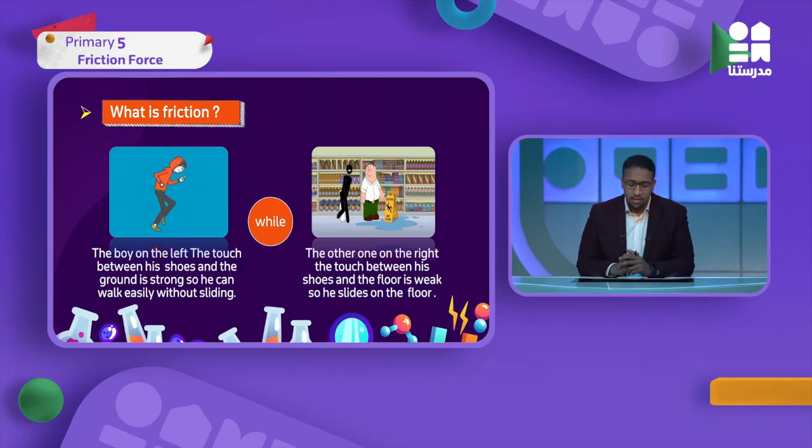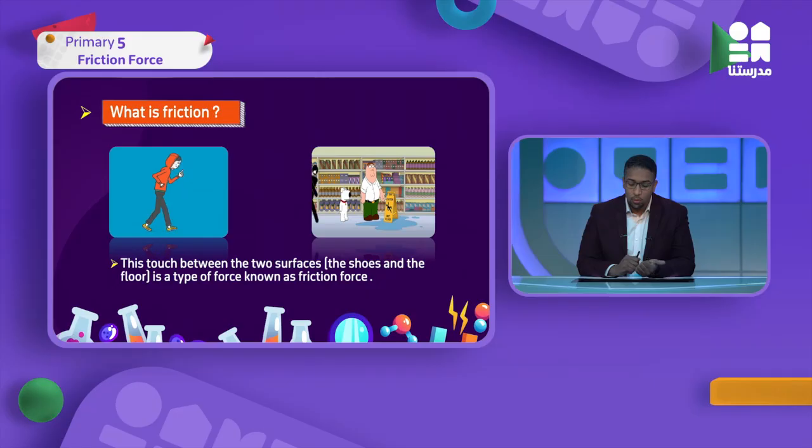While the other one on the right side, the touch between his shoes and floor is weak, so he slides on the floor. وقع واتزحلق على الأرض. ليه؟ Because the touch، الاحتكاك اللي احنا التاتش ده هنفسره بعد كده بالاحتكاك. The touch between his shoes and the floor is weak. الفلور wet floor، في water. الووتر ده خلى التاتش very weak. علشان كده هو وقع. طيب هنفسر ده بإيه؟ لسه ما فسرناش برضو.